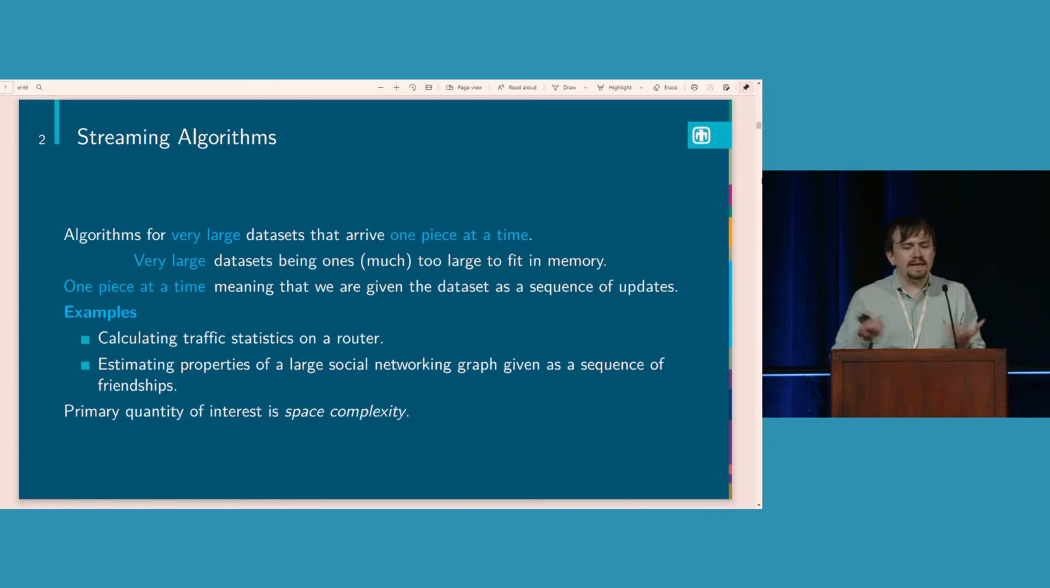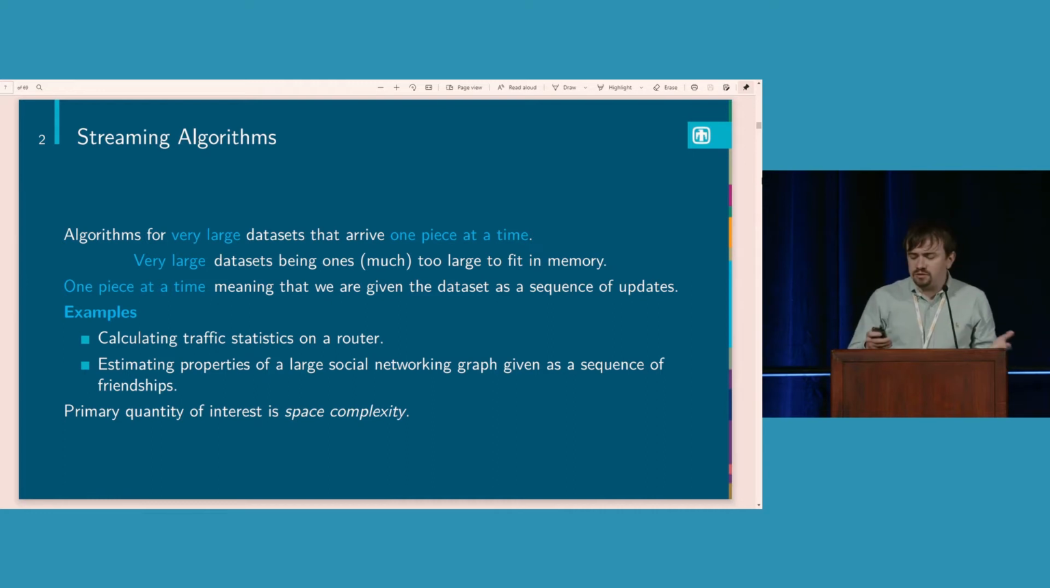Now, there are a lot of things that you could be interested in with these algorithms, but in the theoretical study of them, we're primarily looking at space complexity. So given some fixed problem, what is the smallest amount of memory that I could use as a function of either the size of my input and maybe some other parameters, and still solve this problem with, say, probability 2/3?